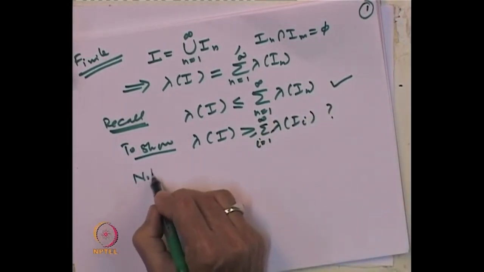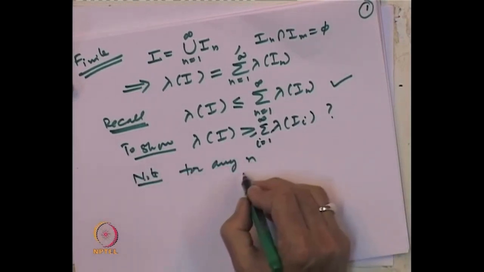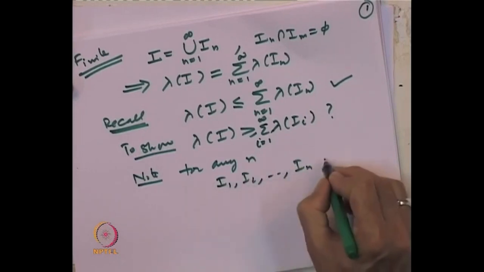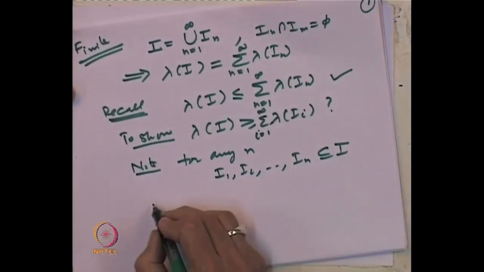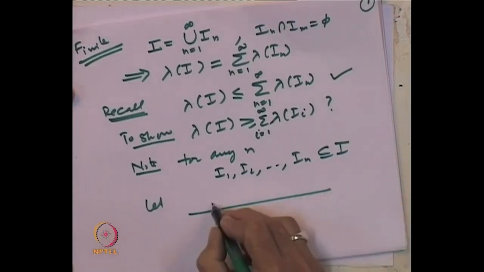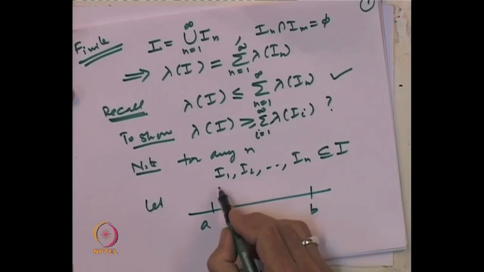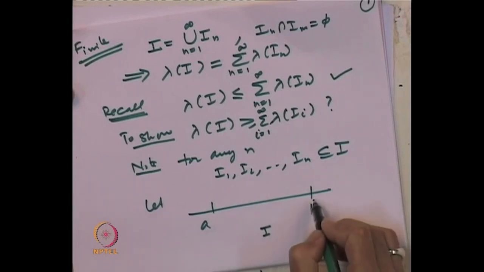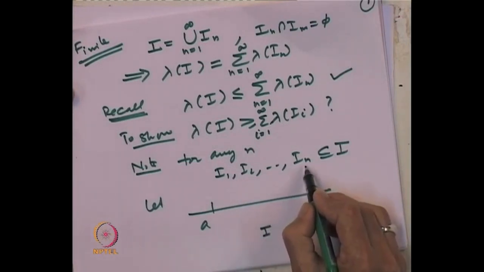So, let us note that for any n, I 1 up to I n are intervals which are contained in I, right? And I is finite. So, let us say I is the interval with endpoints A and B, and I 1 is an interval which is inside A B. So, it has endpoints say A 1 B 1, I 2 has endpoints A 2 B 2, and I n has endpoints A n B n.